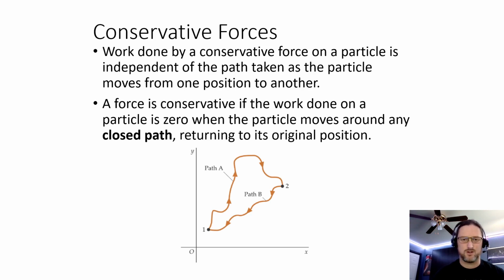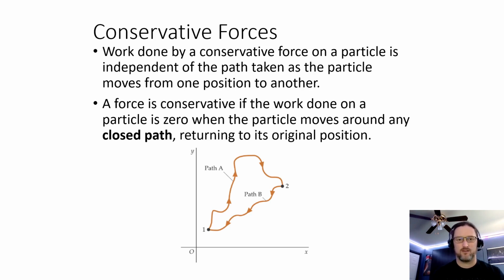So if you look at this picture down at the bottom, I go from point 1 to point 2. I can take path A or path B, or if I went from 1 to 2, I'll go backwards along path B. It wouldn't matter. The amount of work done by a conservative force would be independent of which way I went. I could go whatever way.